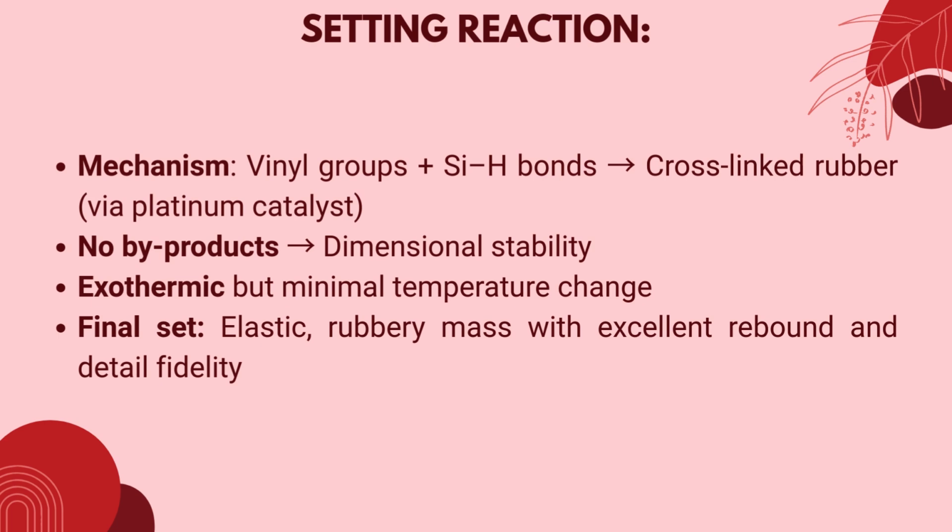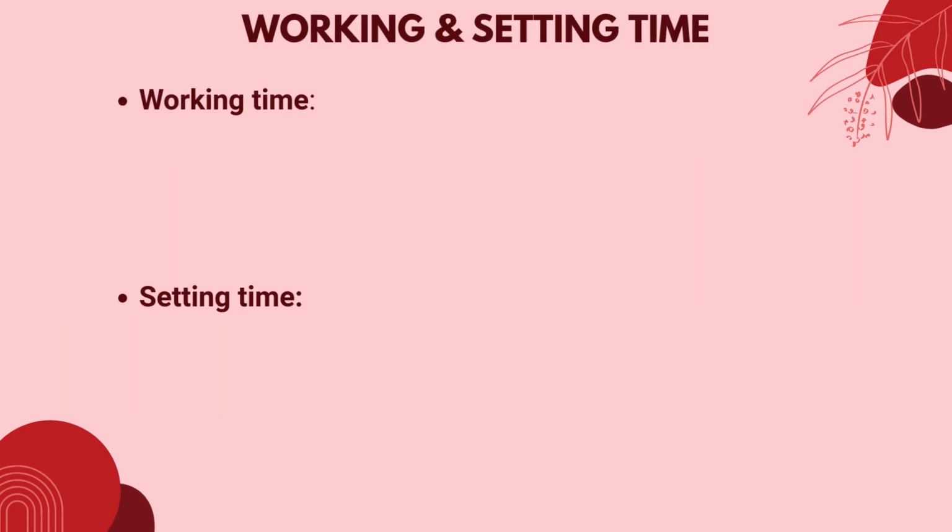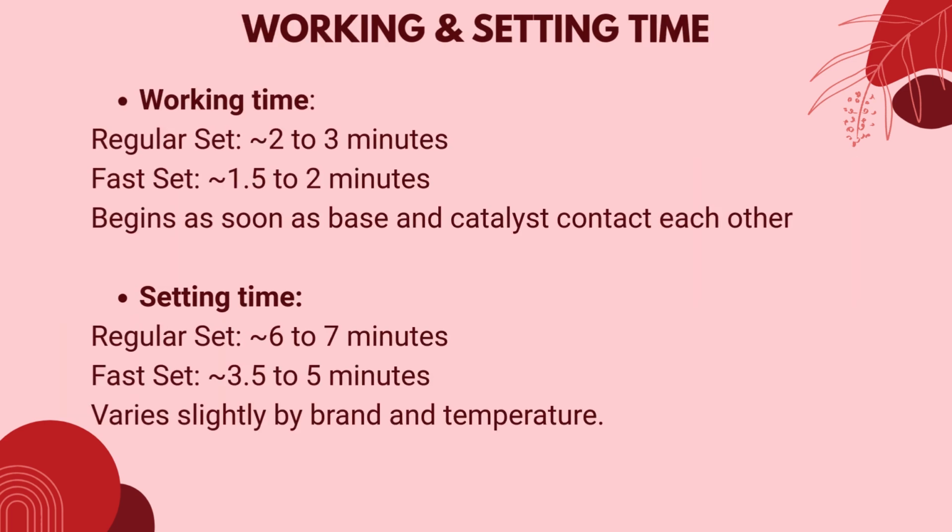Nonetheless, the hydrogen gas evolved can result in pinpoint voids in the gypsum casts poured soon after removal of the impression from the mouth. Therefore, a noble metal such as palladium is added by manufacturers, which acts as a scavenger for the released hydrogen gas. The working time of a regular set is approximately 2 to 3 minutes, and for a fast set is almost 1.5 to 2 minutes. The setting time of a regular set is 6 to 7 minutes. And that of a fast set is 3 to 5 minutes.